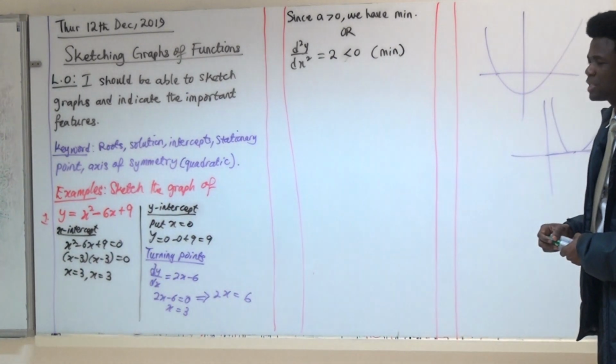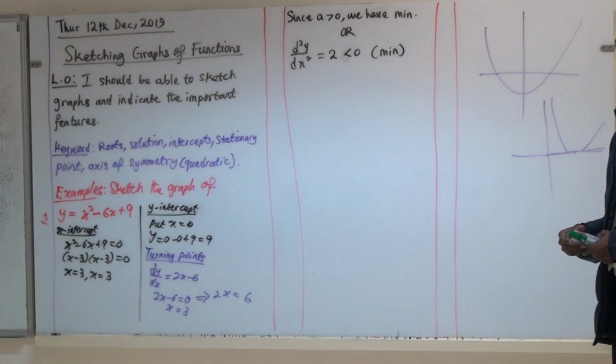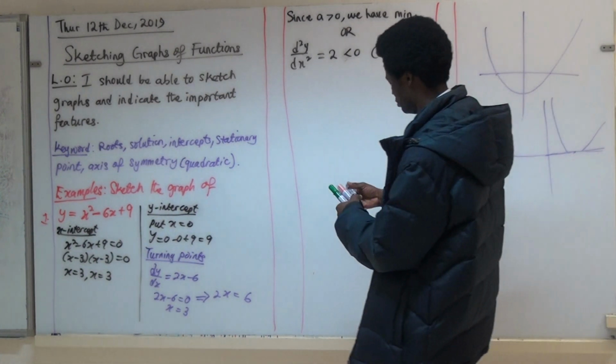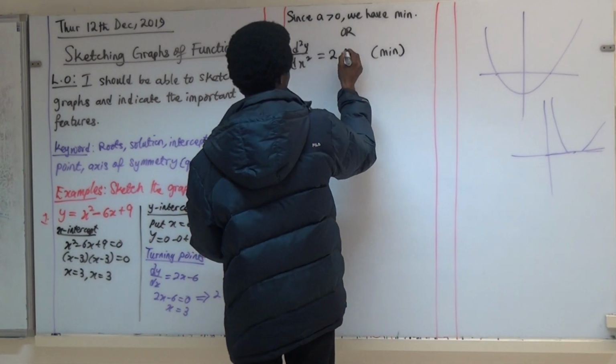Now that we have all the details, now we can sketch. Why is 2 less than 0? Oh, sorry.